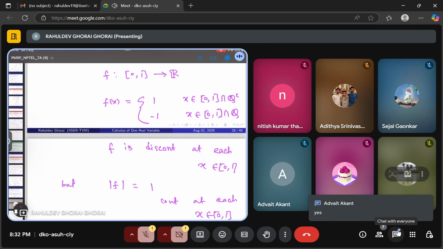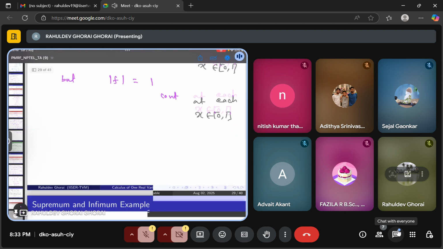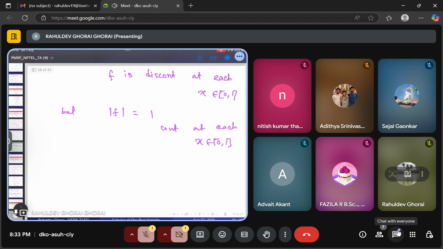Or any mistake here? So if I ask you to find a function which is discontinuous at only one point, but the modulus of the function is continuous, that you can give me easily.